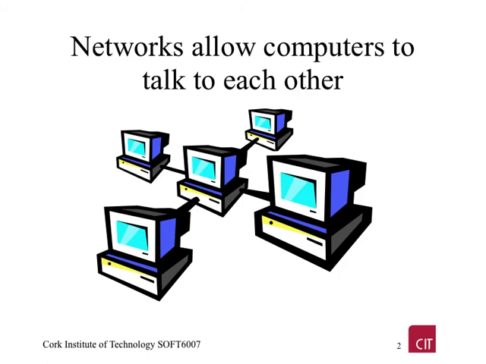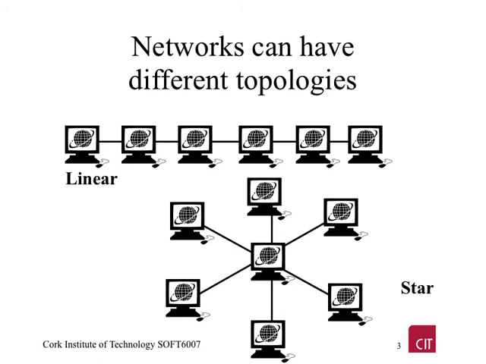A computer network allows computers to talk to each other. They're connected in some way and they can communicate with each other. And depending on the configuration of the network topology, it can have different degrees of robustness.